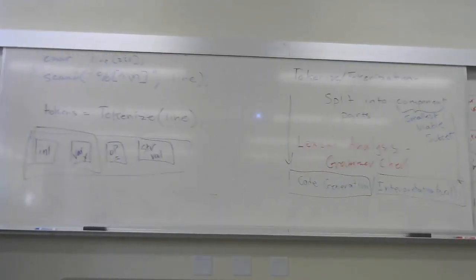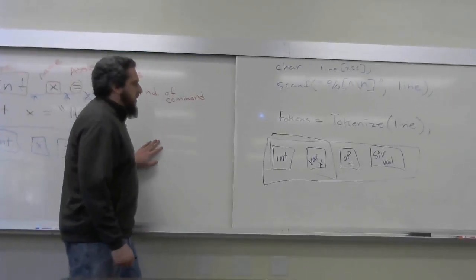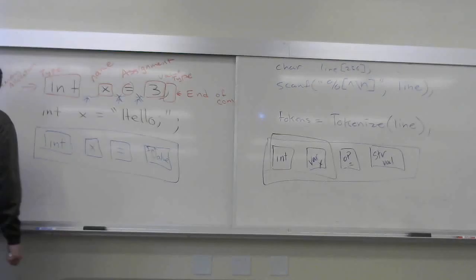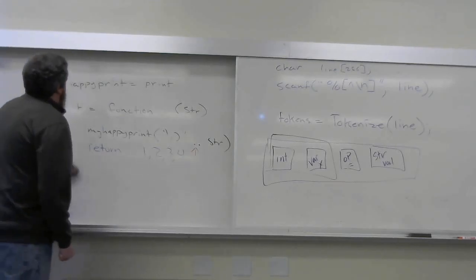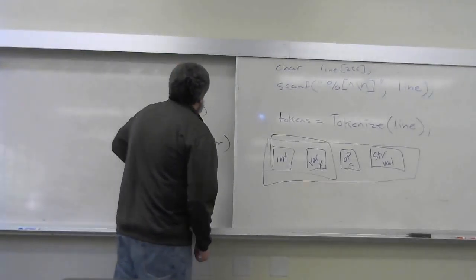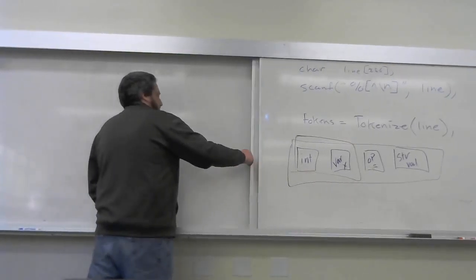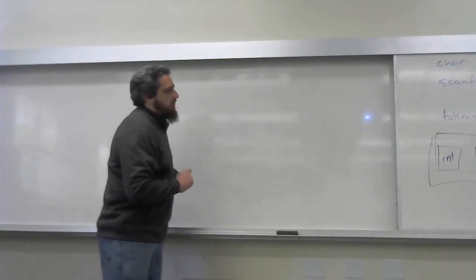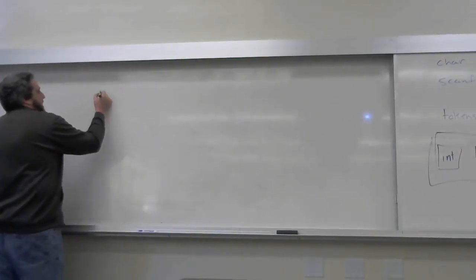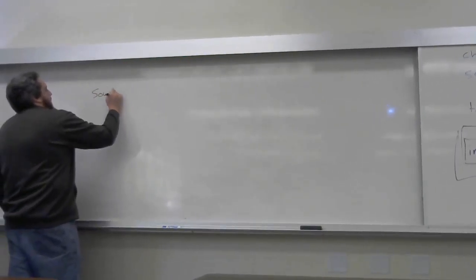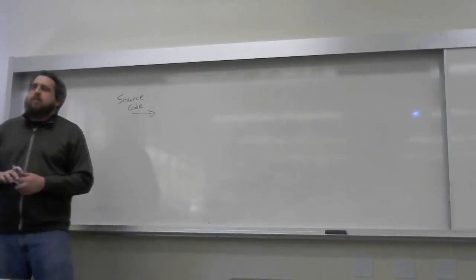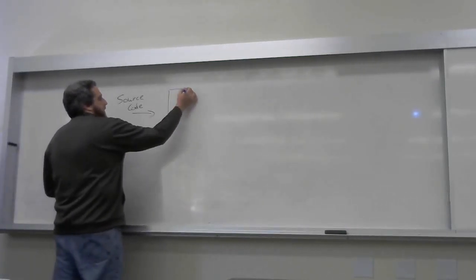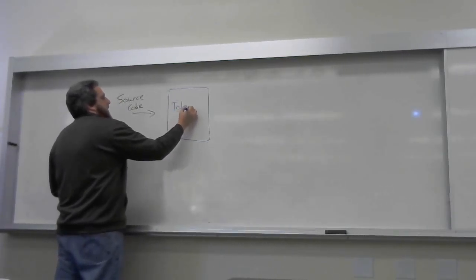So let's draw it again with a different picture. I've used all the whiteboards. Source code comes in. What happens to the source code when it comes in? What's the first thing we're going to do? We're going to tokenize it.